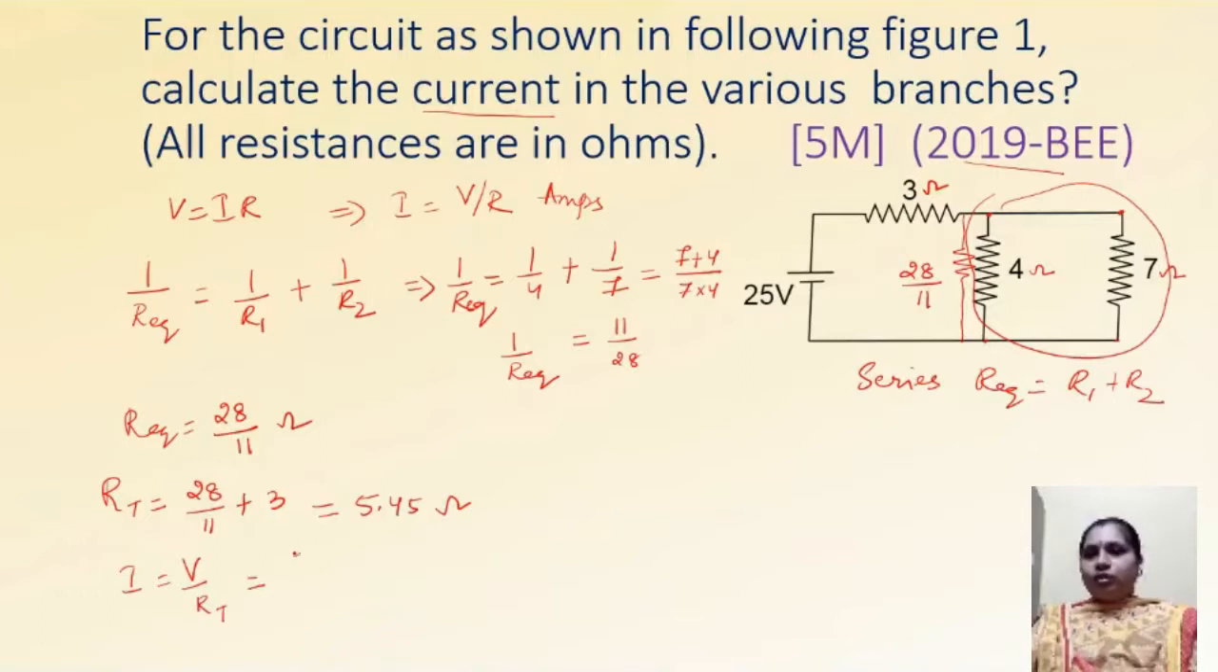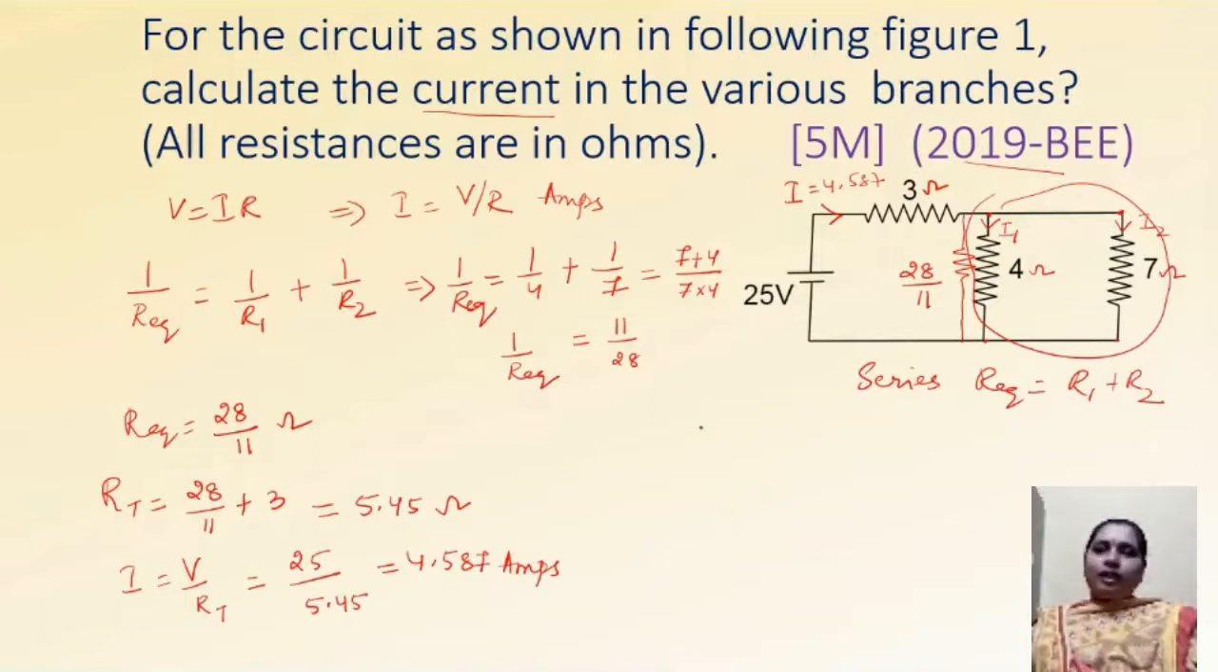Okay, what is V? 25 divided by 5.45. So what is the value? It is 4.587 amperes. Now we have known the current flowing through the source, coming out through the source, that is I, it is 4.587. Okay, now we have to find out the current at 4 and at 7.